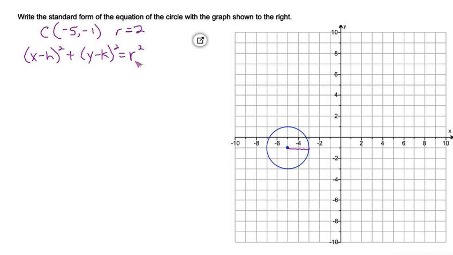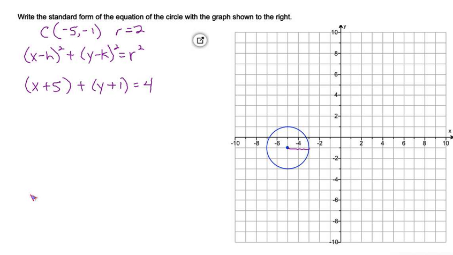So, let's substitute that in. That's going to be x minus a negative 5, which is plus 5, plus y minus k, that's y minus a negative 1, y plus 1, equals r squared. If r is 2, 2 squared is 4. So here is the standard form.